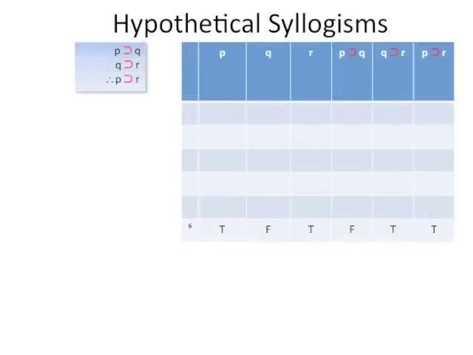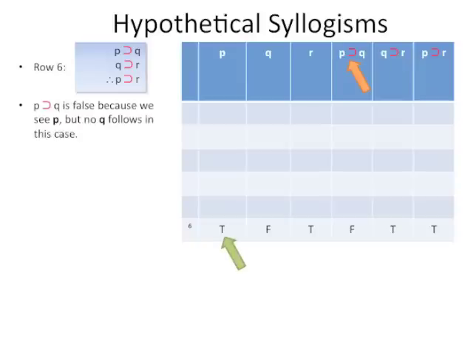Row 6. If P then Q is false in this case because we see P, but no Q shows up. And so our statement here, if P then Q, is false.